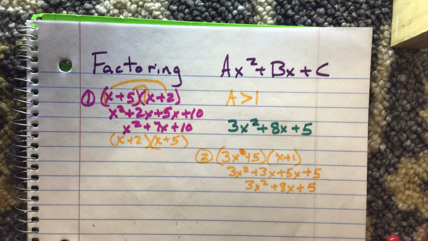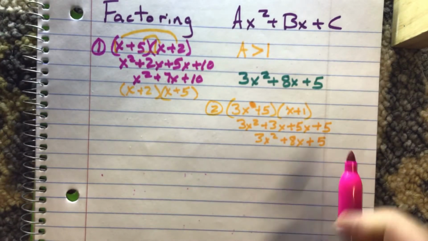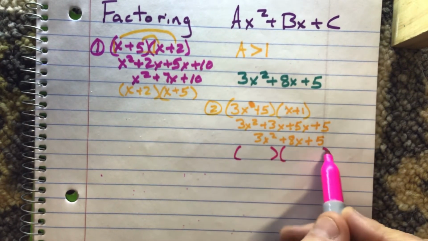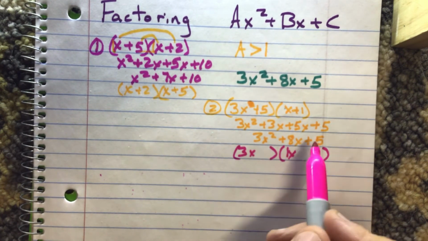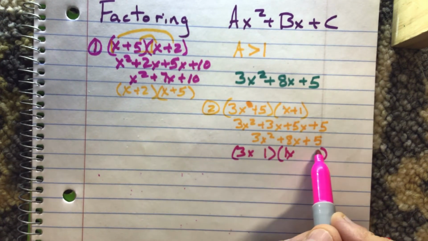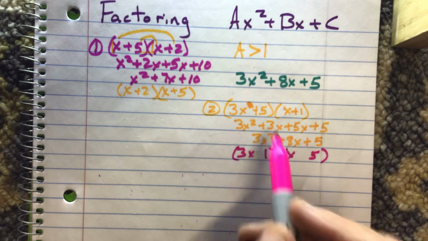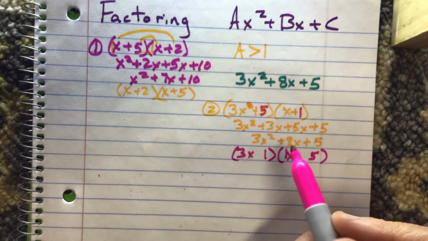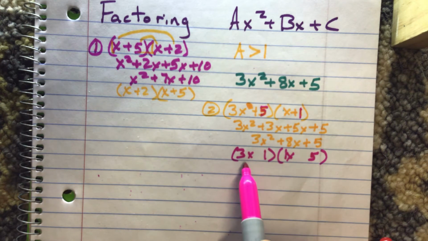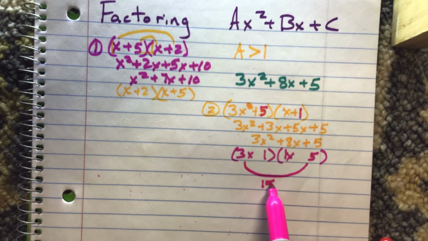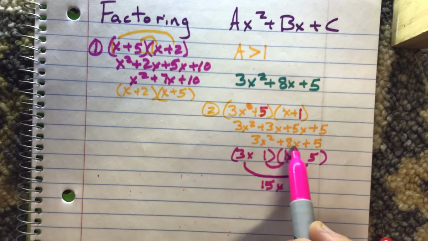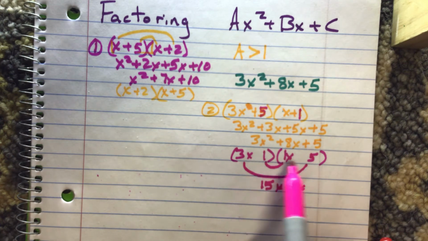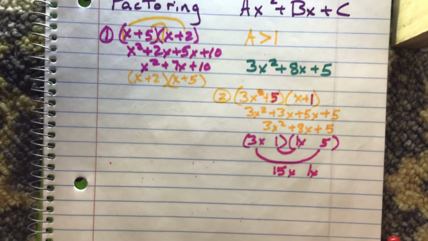Now if I had started with this and asked you to factor it, you would say, okay, 3 is prime, so it can only be 3x and 1x. But 5 is also prime. It can be 1 times 5, or 5 times 1. But when you do the outer here, you get 15x, and when you do the inner, you get 1x. There's no way you can combine 15 and 1 to get an 8. So it does not factor into this. It factors into this.